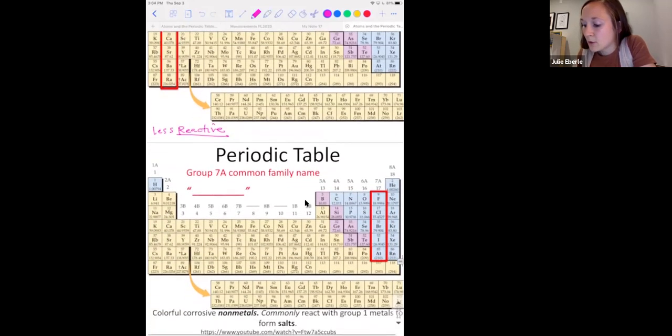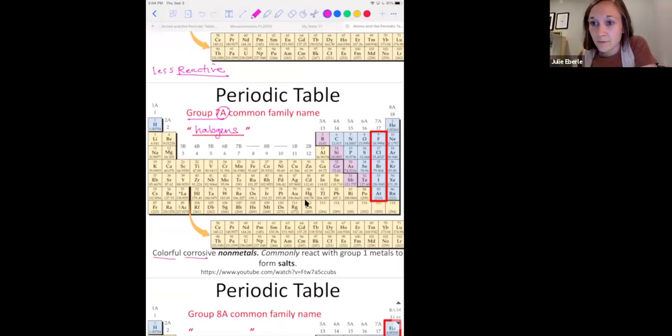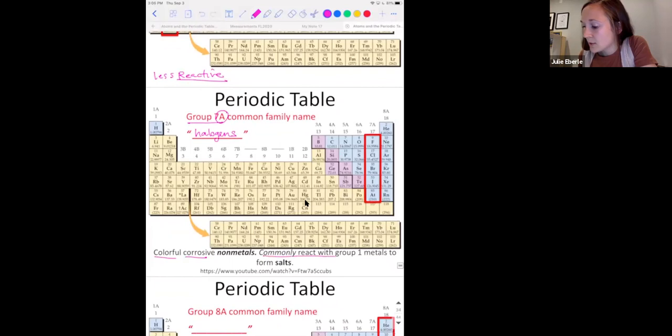Skip over to main group 7. So remember the A denotes that it's a main group. So we're talking about main group 7. They are called the halogens. Hopefully some of you have heard these names before. If you haven't, it's okay. That's fluorine, chlorine, bromine, iodine. These are your halogens. And what do we know about them? They're colorful. They're also corrosive. They exist as gases, everybody but bromine, at room temperature. So they're nonmetals. And what does this say? They commonly react with group 1. And they form salts. Can anybody name a very common type of salt between a group 1 and a group 7?